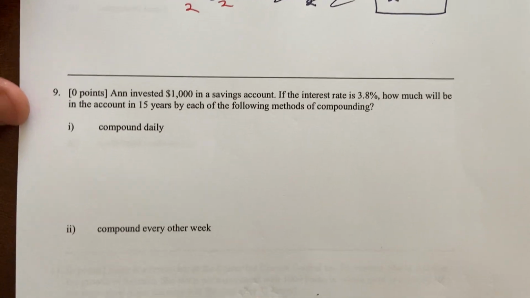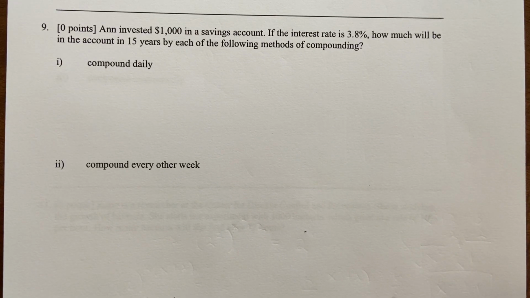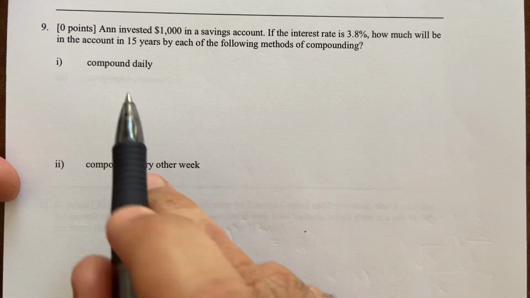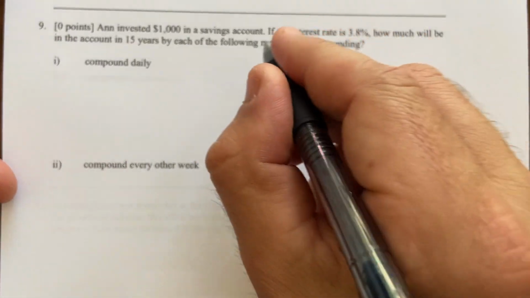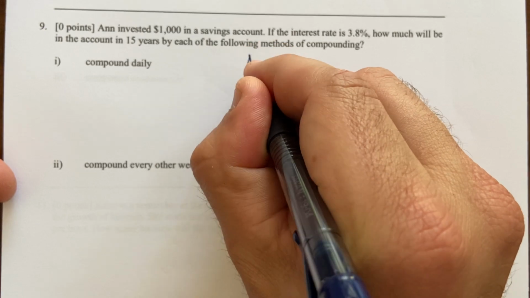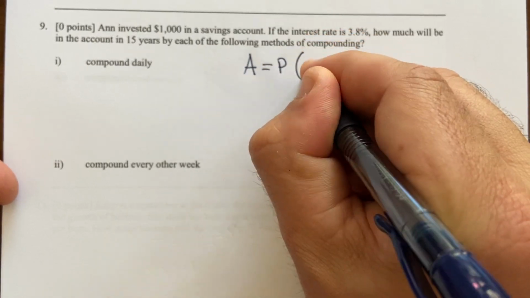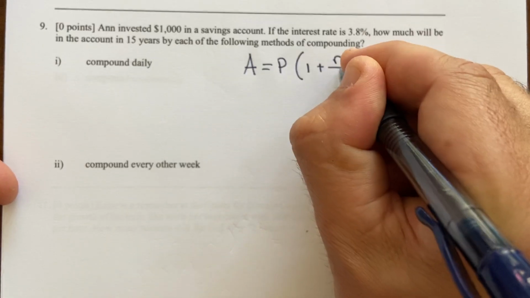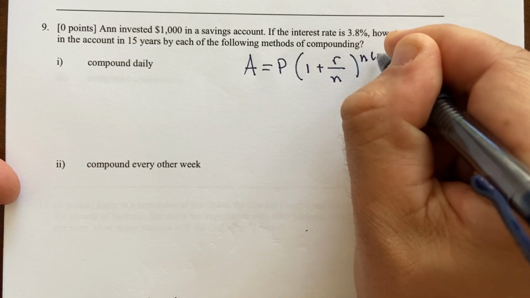All right, so on to some of these compound interest problems. So Anne invested $1,000 in a savings account. If the interest rate is 3.8%, how much will be in the account in 15 years by each of the following methods of compounding? So for compounded daily, we're going to be using the amount equals the principal times 1 plus r over n raised to the n times t.